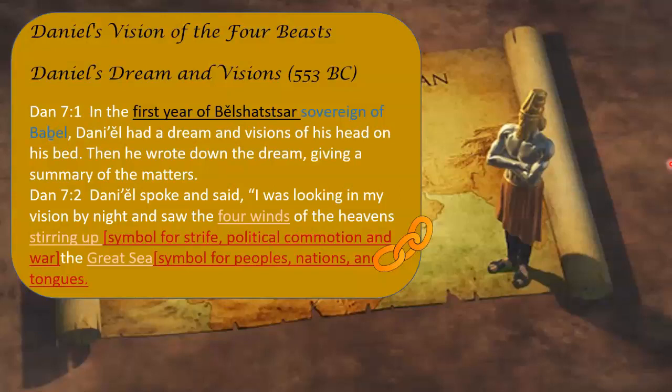Daniel 7:1. In the first year of Belshazzar, sovereign of Babel, Daniel had a dream and visions of his head on his bed. Then he wrote down the dream, giving a summary of the matters. Daniel spoke and said, I was looking in my vision by night and saw the 4 winds of the heavens stirring up, symbol for strife, political commotion, and war. The great sea, symbol for peoples, nations, and tongues.